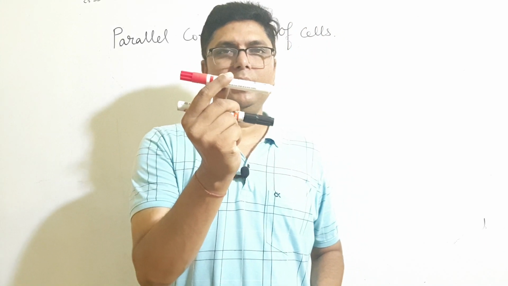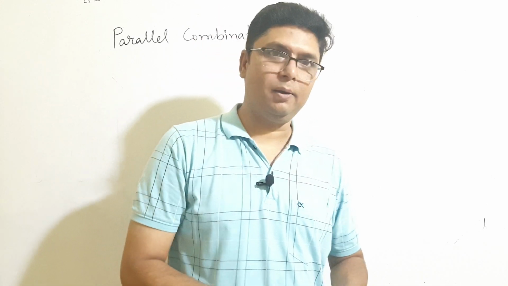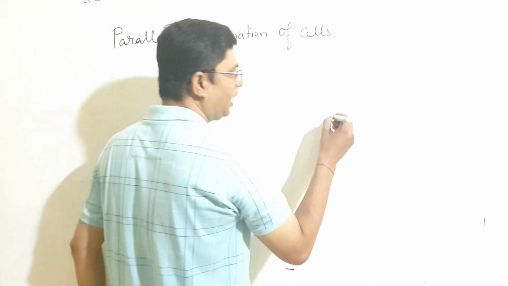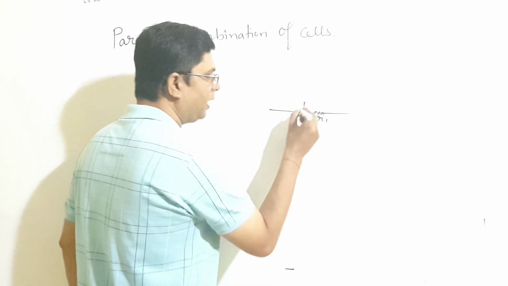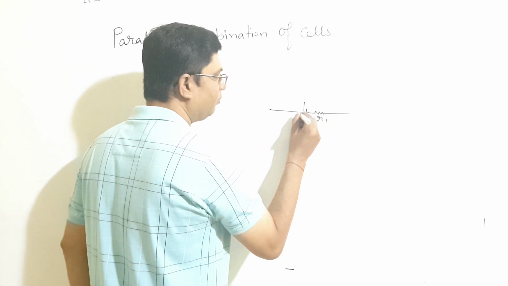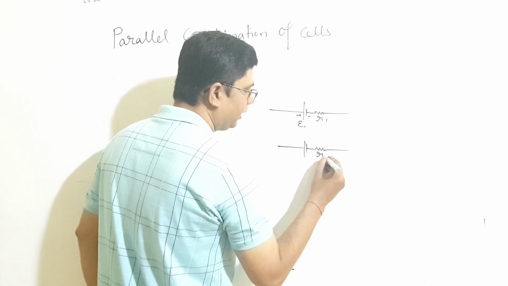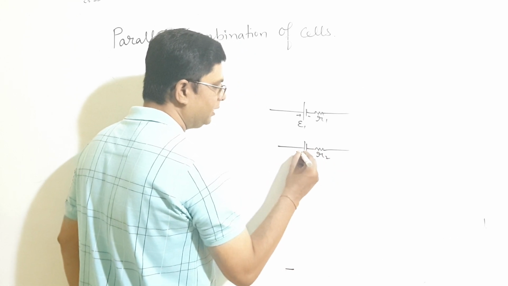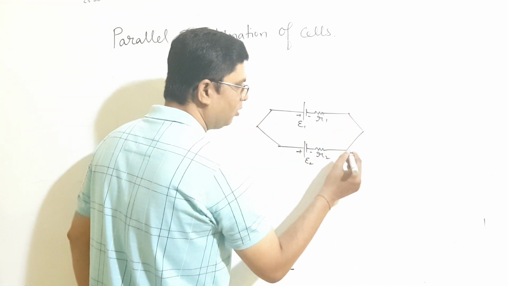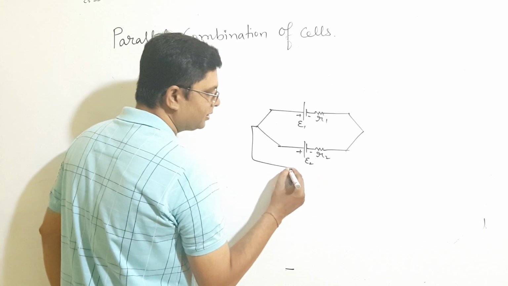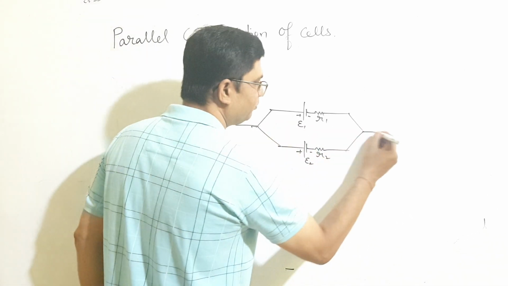Let us see what will be the equivalent EMF and equivalent resistance when the cells are connected in parallel. Here for parallel combination, I am taking two cells. This is cell number 1 having internal resistance R1 and EMF of the cell is E1, plus minus. Let us take another cell of internal resistance R2 and EMF of the cell is E2. Here is positive, minus, plus and minus. Connect these two cells together to form a parallel combination, connecting along an external resistance. No need for this, you only join the circuit like this.